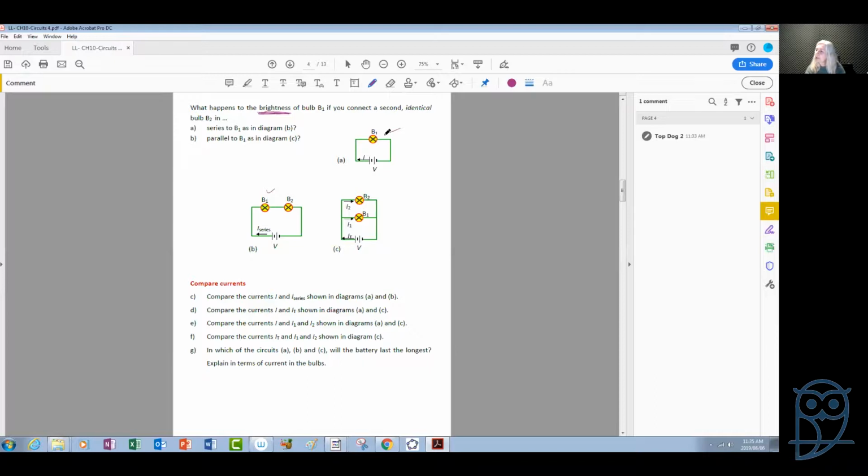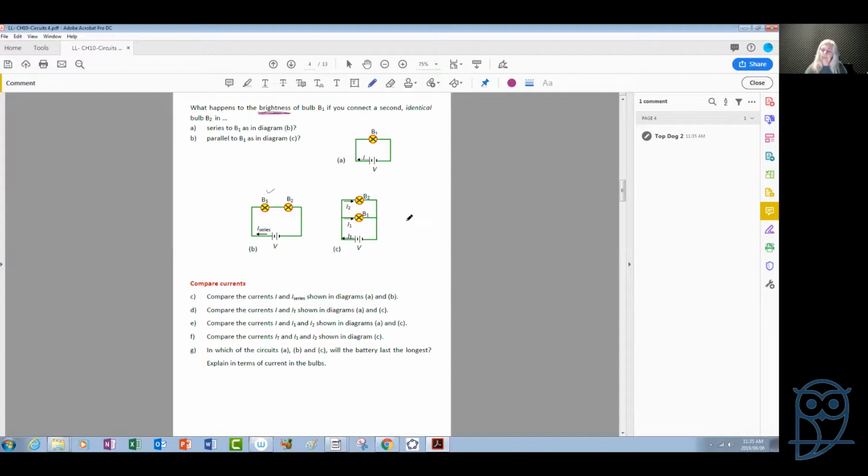So you say B1 in A will be brighter? The answer is no. The brightness of the two bulbs will be exactly the same. So B1 glows with exactly the same brightness in this circuit where it is connected in parallel to another bulb. And in fact, this tells me that perhaps you don't understand, which is very common.